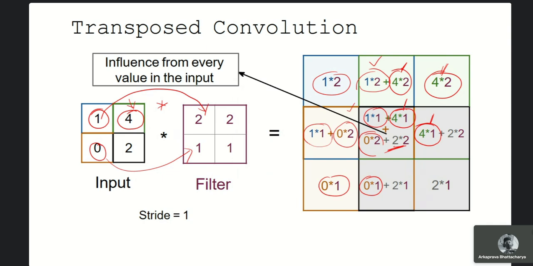So if you can see, some of the values are influenced once, while some of the values at the center are influenced by all the values in the input.